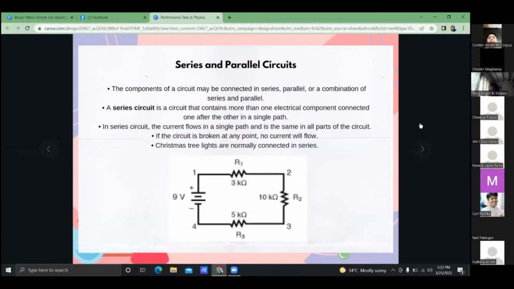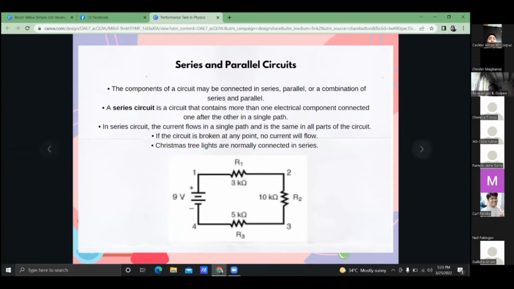Okay, for the series and parallel circuits, the components of a circuit may be connected in a series, parallel, or a combination of series and parallel. A series circuit is a circuit that contains more than one electrical component connected one after the other in a single path. In a series circuit, the current flows in a single path and is the same in all parts of the circuit. If the circuit is broken at any point, no current will flow.